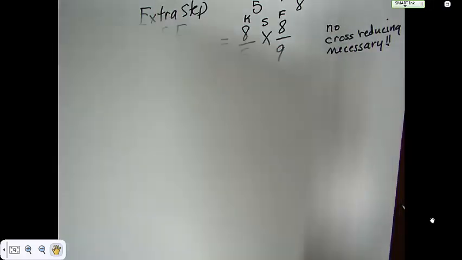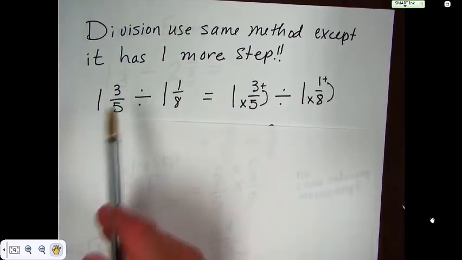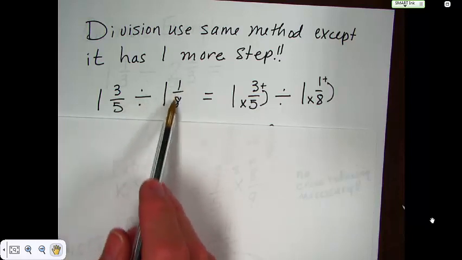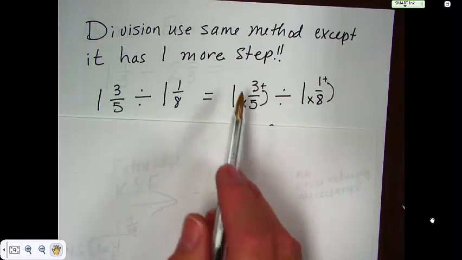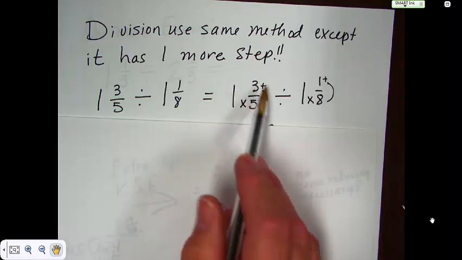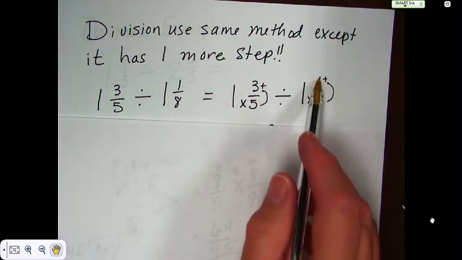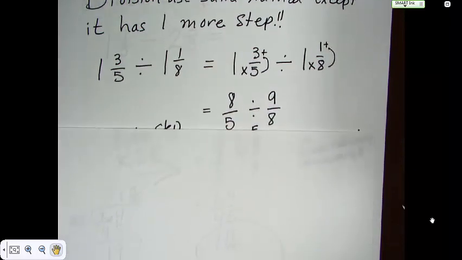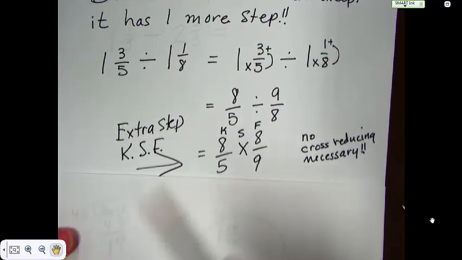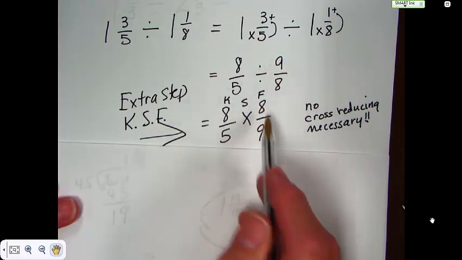When we have division, we use the same method except that we add one more step. 1 3/5 divided by 1 1/8. You have to do your math here. Do the wheel. 1 times 5 is 5 plus 3 is 8. 8/5 divided by 1 times 8 is 8 plus 1 is 9/8. Rewrite it. Looks like that. Now we have to keep, switch, flip. So now we have 8/5 times, instead of 9/8, we have 8/9.